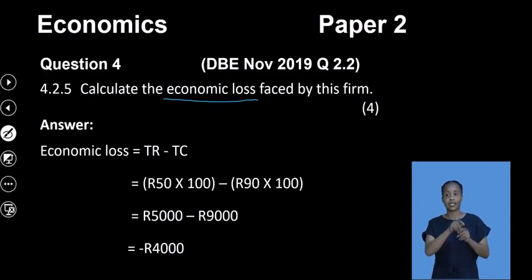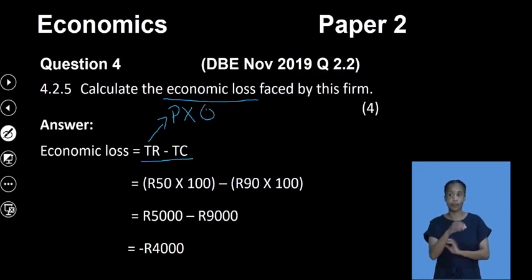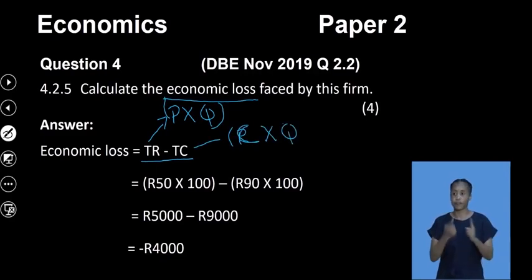Right, so economic loss equals total revenue minus total cost. How do we find total revenue? It's price times quantity, bracketed. How do we find total cost? It's cost times quantity.